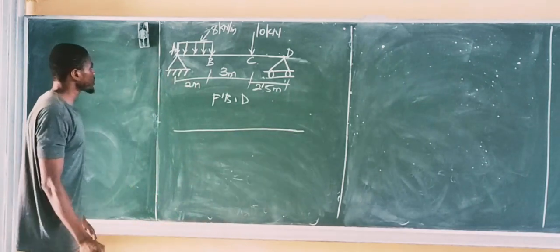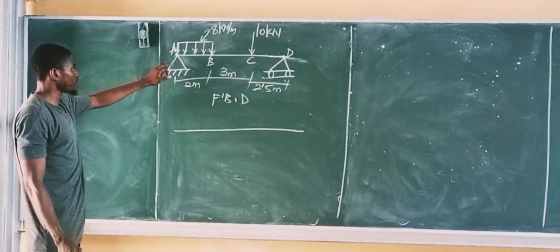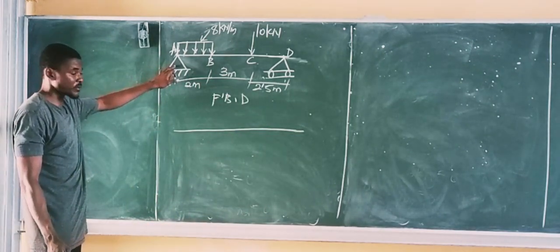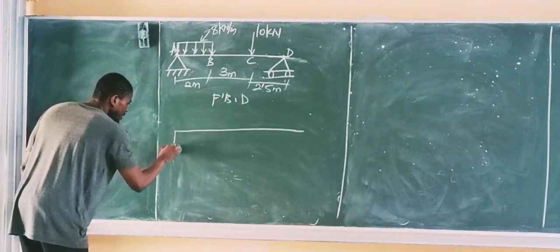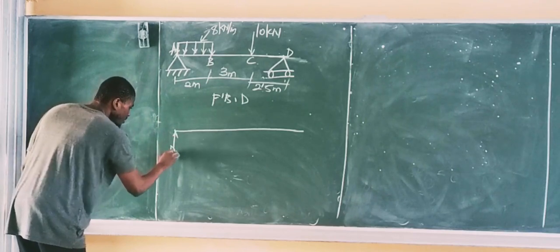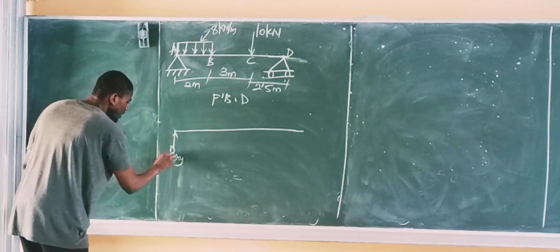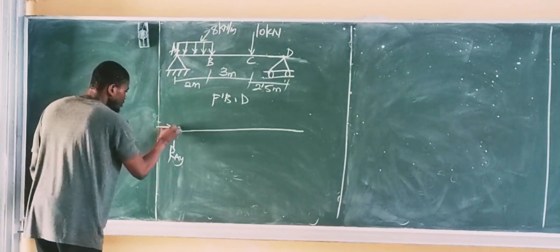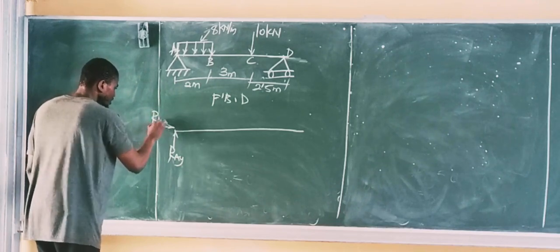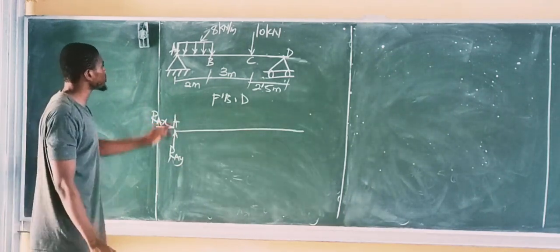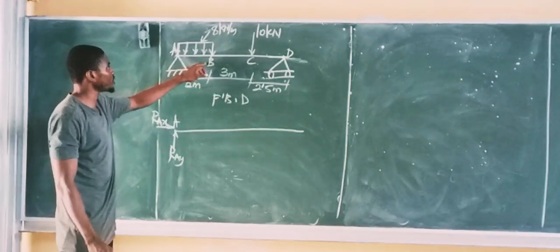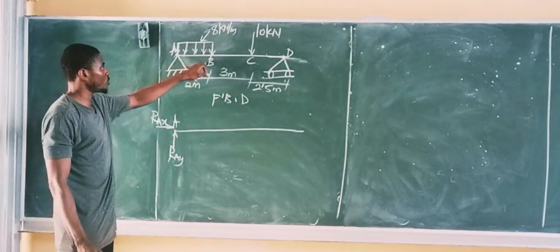So I said in the previous video that for a pin support, this is a pin support, and for a pin support, we have two reactions, one vertical, so we simply have RAY, and one horizontal, so we simply have RAX at point A. Also, between point A and B, we have a uniformly distributed load.